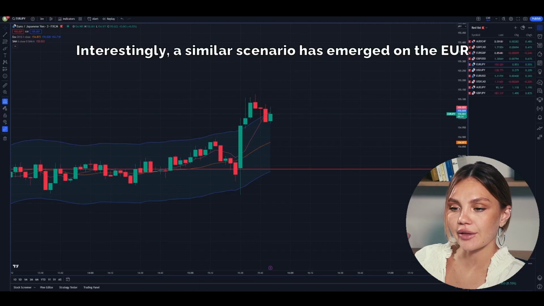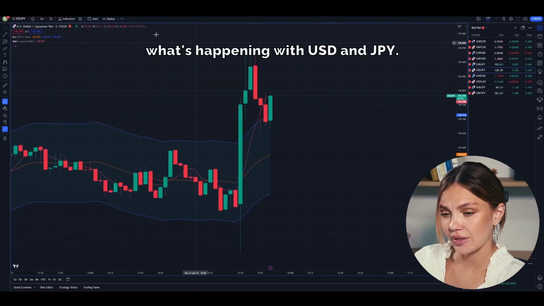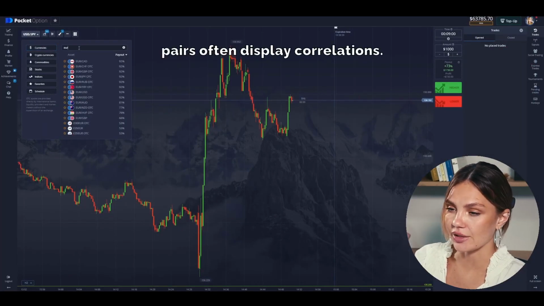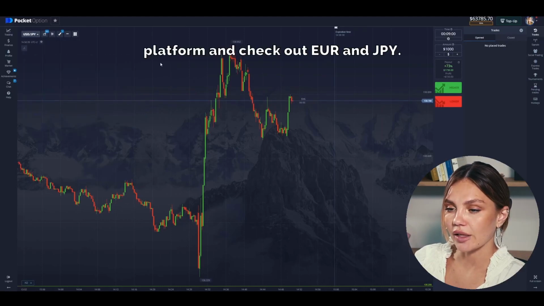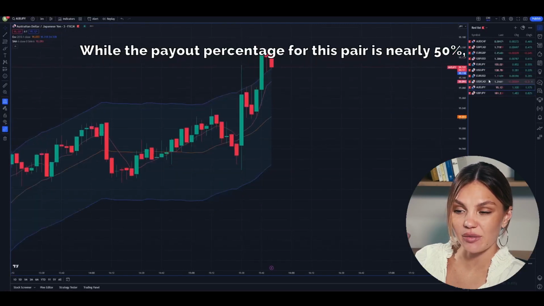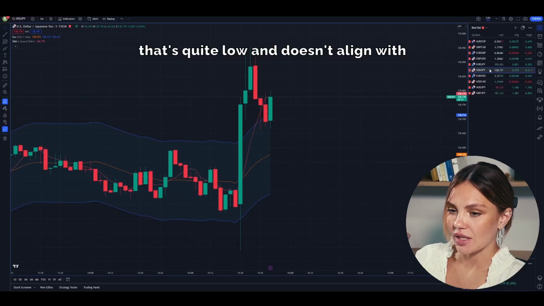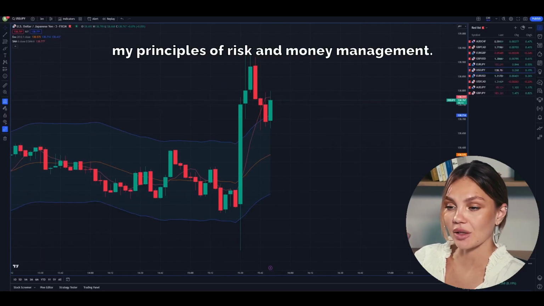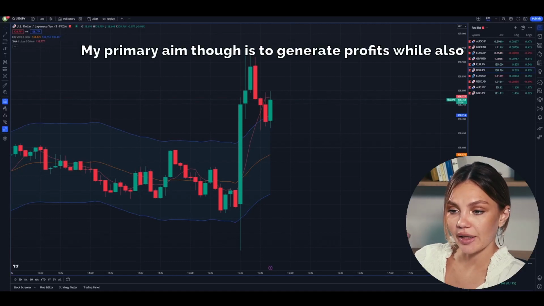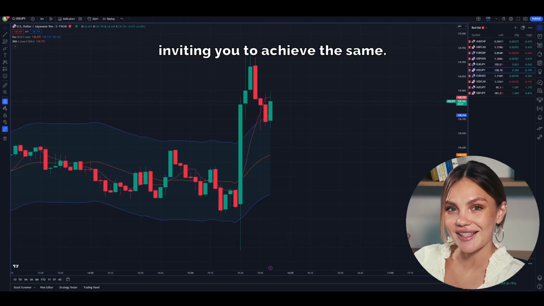Interestingly, a similar scenario has emerged on the Euro and Japanese yen chart too, mirroring what's happening with the USD and Japanese yen. This isn't surprising, currency pairs often display correlations. Let's switch over to the trading platform and check out Euro and Japanese yen. While the payout percentage for this pair is merely 50%, that's quite low and doesn't align with my principles of risk and money management. Therefore, I won't be entering here. My primary aim, though, is to generate profits while also guiding you to achieve the same.